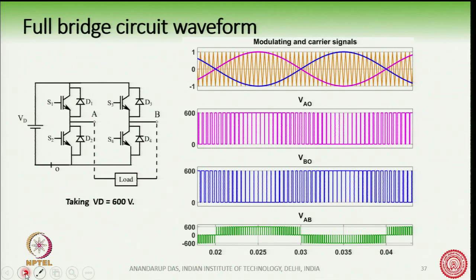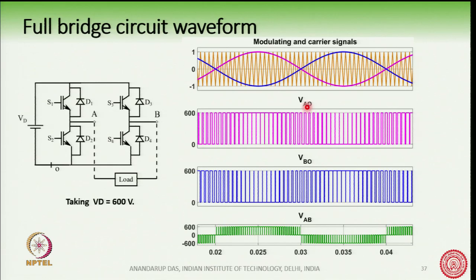So, here we are showing you some of the waveforms. As I told, this is the full bridge converter. The sine wave which controls, or the modulating wave for A phase is the pink waveform, and the modulating wave for the B phase is the blue one, and they are 180 degrees phase shifted. And they are compared with a high frequency triangle which is spanning between -1 and +1.